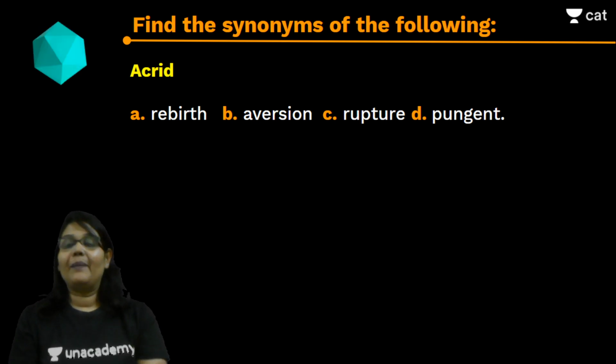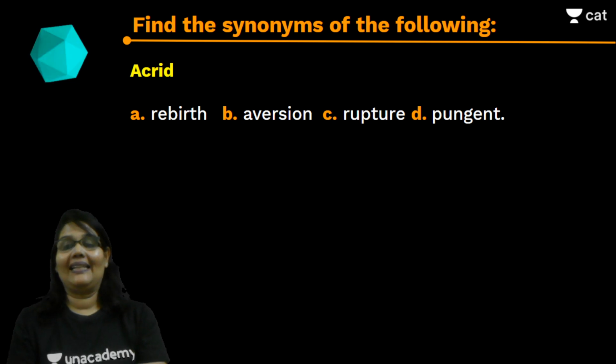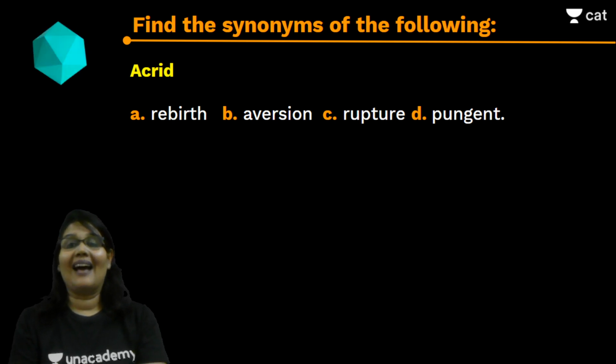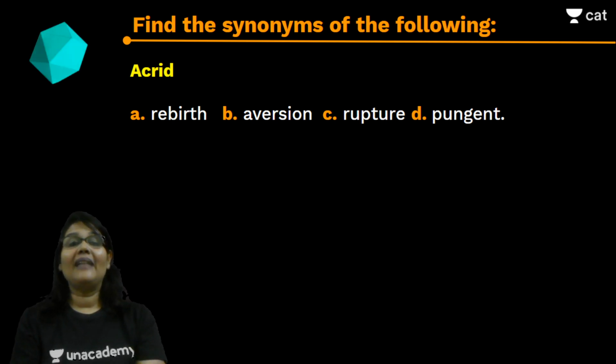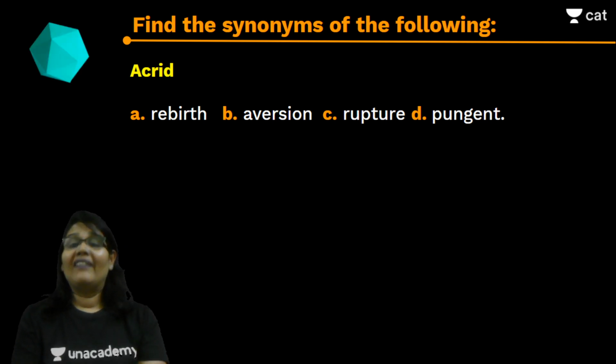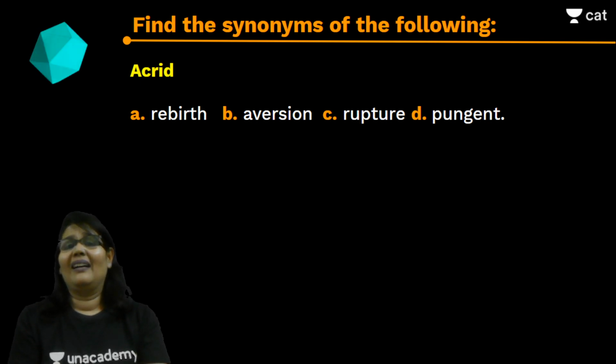Okay, now let me explain this one by one. You have the word accurate. Now accurate comes from the root word ACR, right? Which is connected to sharp or sound. I told you at the outset, right? Now, rebirth, of course, you know the meaning of rebirth. Aversion means hatred. You don't like someone, you face an aversion towards him. Then rupture means break. So again, there is no connect with rebirth, aversion and rupture.